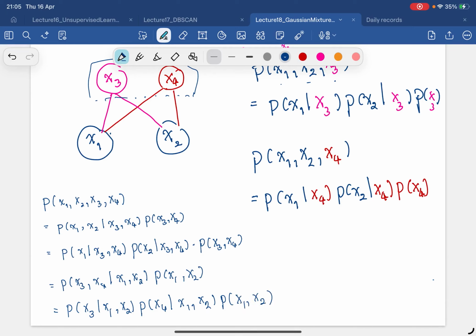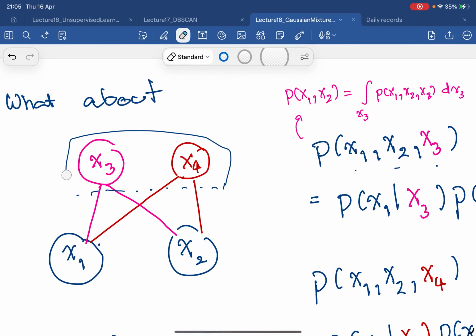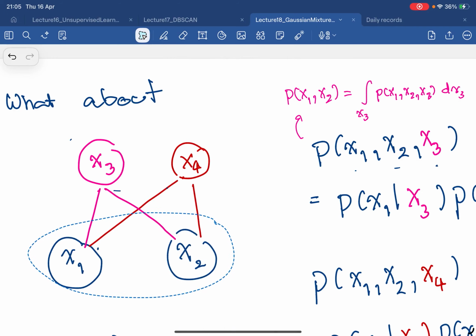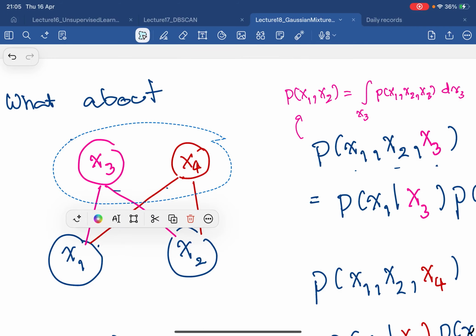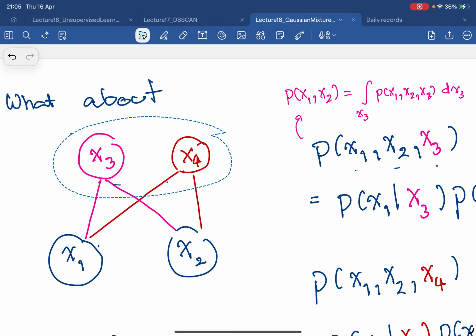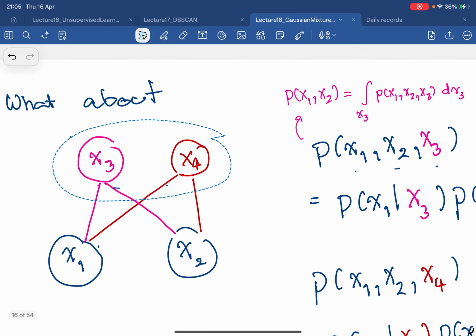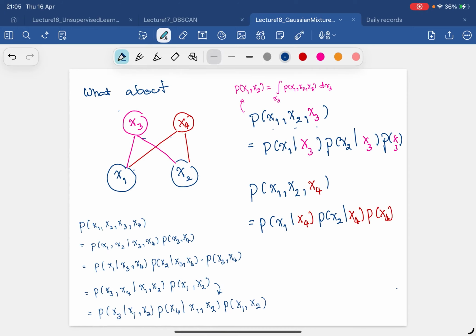So from this step to this step, that is because if we are given x1 and x2, then x3 and x4 will immediately be unrelated to each other. Likewise, if we remove x3 and x4, x1 and x2 will be independent of one another. So that's why we can further simplify from this equation down to this one. Okay, so that is what it means.